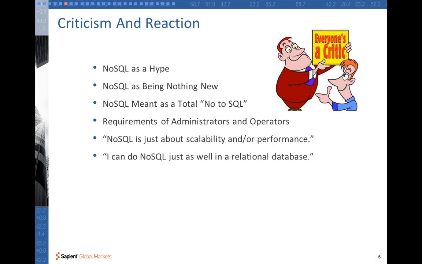NoSQL data stores can be made obsolete by making RDBMS faster and more scalable. Now, there's an argument that there's a lot more to NoSQL than just performance and scaling. For example, NoSQL DBs often provide a better substrate for modeling the business domain. I can do NoSQL just as well in a relational database. Although it is possible to push and tune a relational database, this does not make sense for all types of data. Different applications are good for different things. Relational databases are great for relational data, but why would we want to use them for non-relational data? So these are a minimal list of criticisms and reactions going around in the NoSQL community, and I have jotted down some of those points.